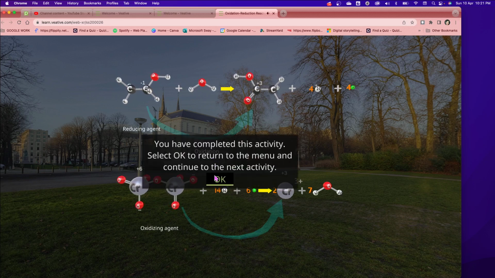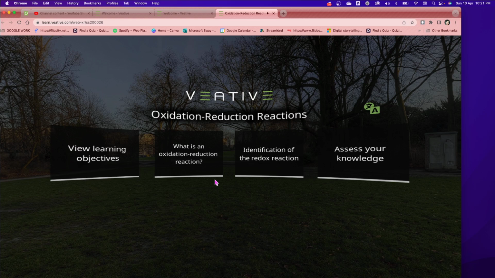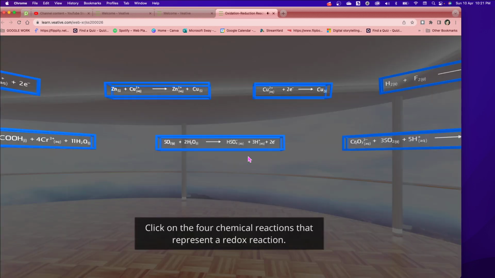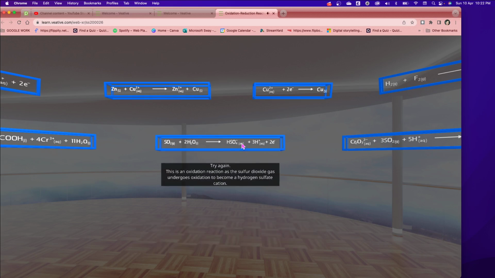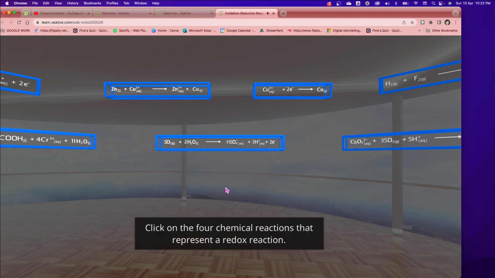You have completed this activity. Select OK. What is an identification? Click on the 4 chemical reactions that represent a redox reaction. Try again. This is an oxidation reaction, as the sulfur dioxide gas undergoes oxidation to become a hydrogen sulfate cation. Click on the 4 chemical reactions that represent a redox reaction.